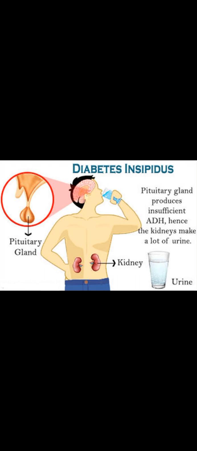So the management: primary polydipsia is managed by water restriction. That is a behavioral therapy. Whereas in central diabetes insipidus, we will give the external ADH, that is desmopressin. And nephrogenic diabetes insipidus can be managed by managing the underlying cause. For example, you can use a low solute diet or thiazide diuretics or amiloride or indomethacin.